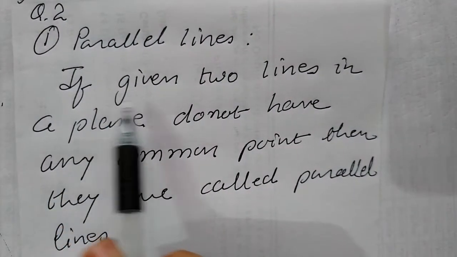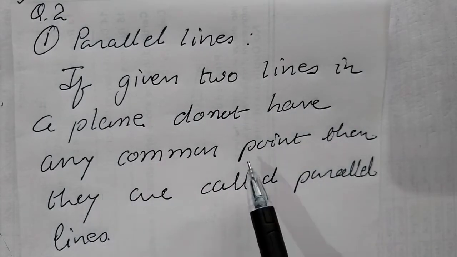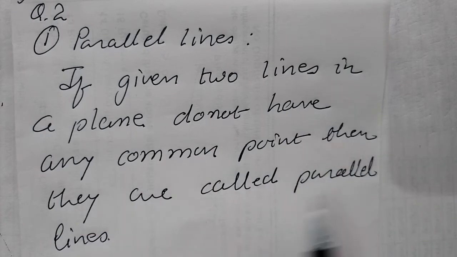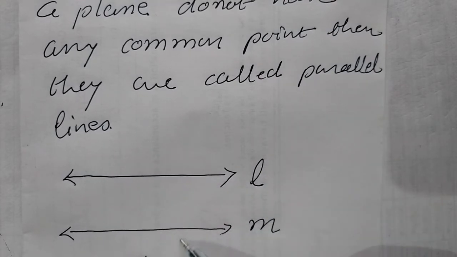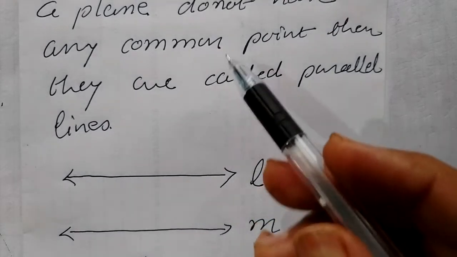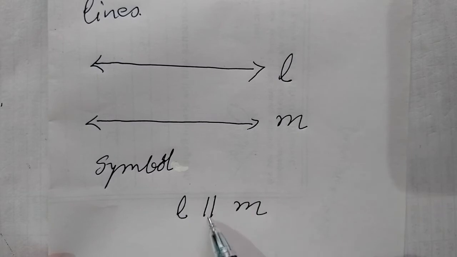Parallel lines. If two given lines in a plane do not have any common point, then they are called parallel lines, children. Let us see the figure. Now children, you can see that this is line L, this is line M. We have drawn two lines. The definition says that both the lines do not have any common point. So we can say that these two lines are parallel. The symbol is this, children. L parallel M. Okay, let us proceed.